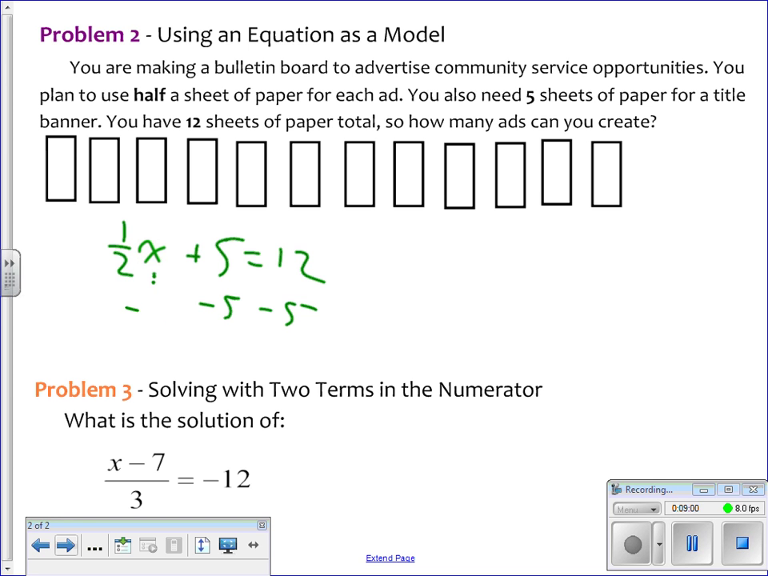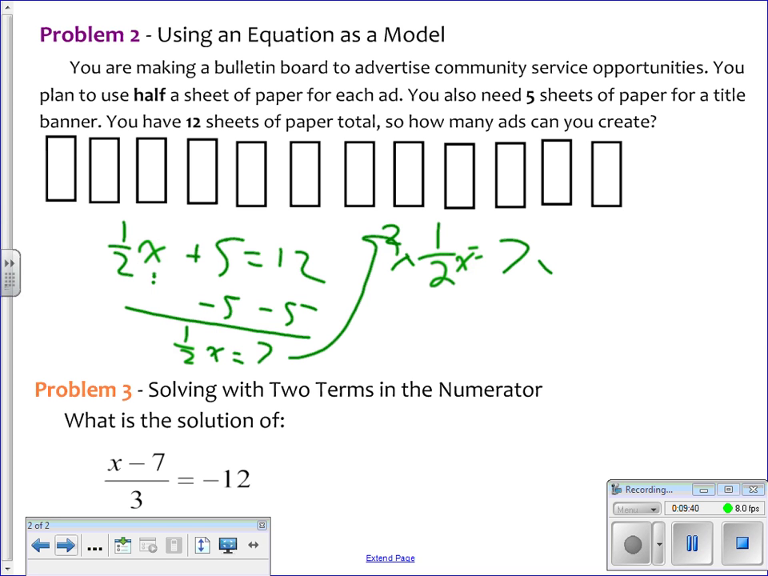Subtract 5. And I get 1/2 x equals 12 minus 5, which is what? 7. Thank you. And because I don't have enough room to keep working down, so I have 1/2 x is equal to 7. I want to get x by itself. I need to get rid of the 1/2. What times 1/2 gives me 1? 2. Multiply by 2. So multiply both sides by 2, and I get x is equal to 14.